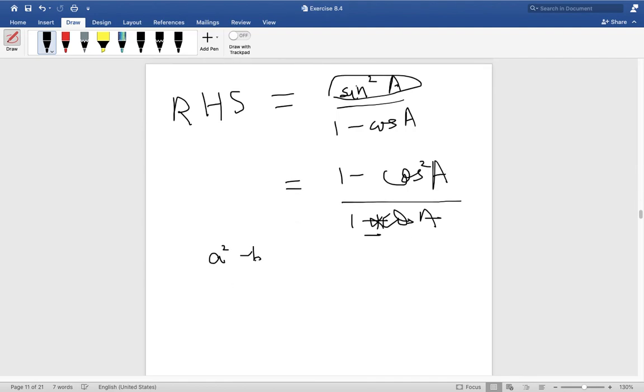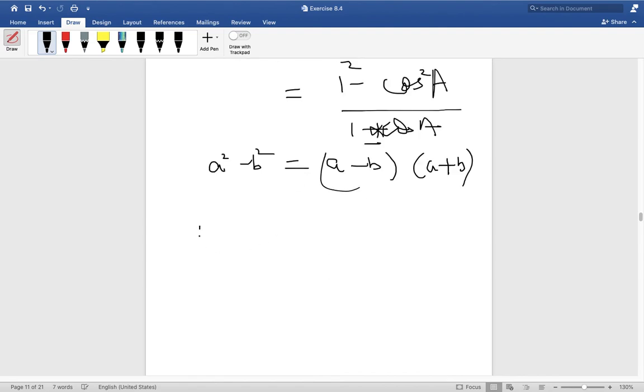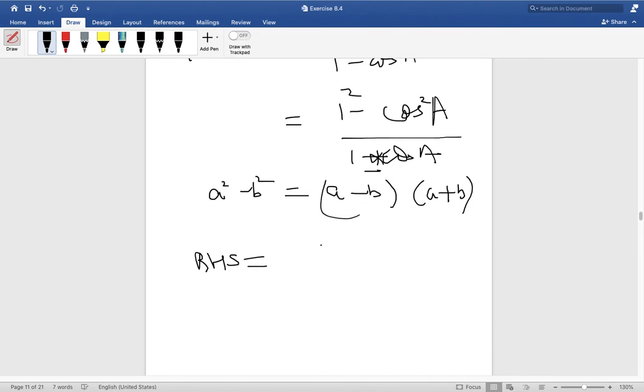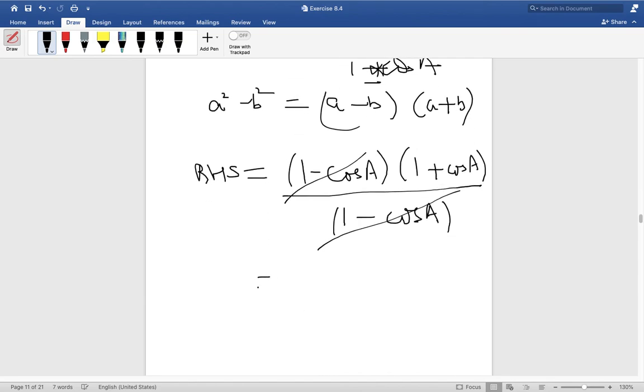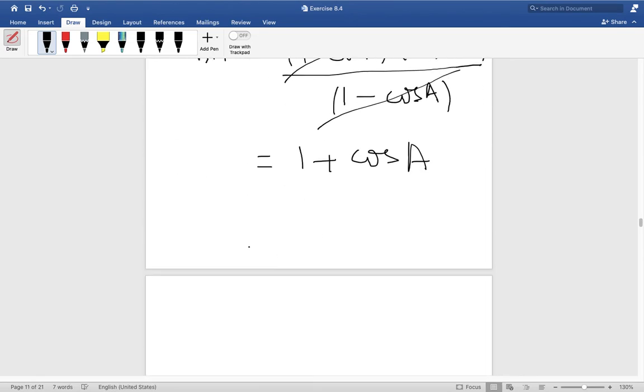So why don't we use this again? A square minus B square is A minus B into A plus B. I'll just write 1 as 1 square again. Remember that you will have to use A square minus B square is A minus B into A plus B a lot in these trigonometric identities. A minus B will be what? 1 minus cos A, and A plus B will be 1 plus cos A, divided by 1 minus cos A. Oh, we can easily get rid of this. What are we left with? 1 plus cos A. And what did we have in the left hand side? 1 plus cos A. So left hand side equals right hand side. Hence proved.